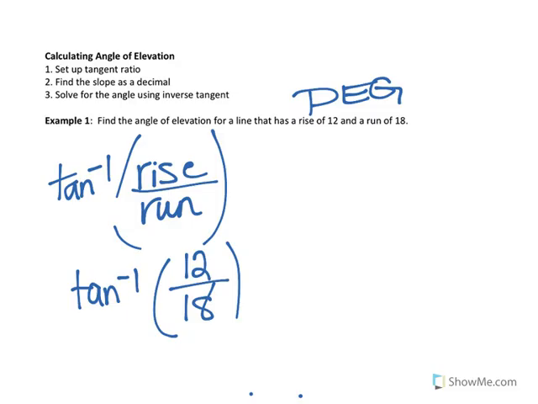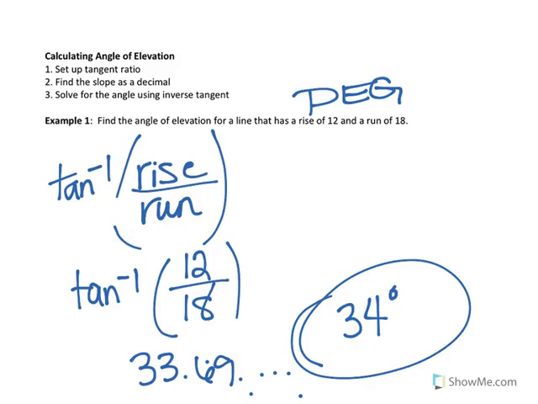I'll let you pause the video and I want you to try typing this into your calculator. What you should get is an angle of elevation of 33.69. So 34 degrees is the angle of elevation.